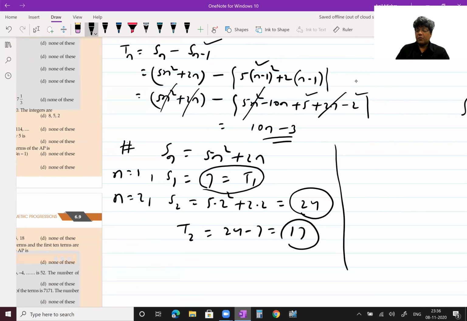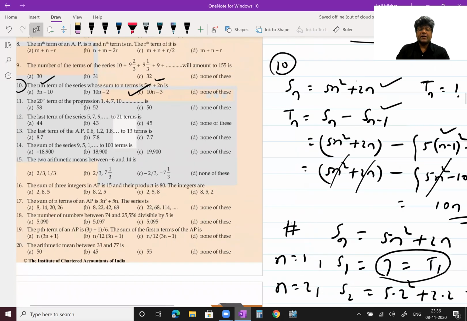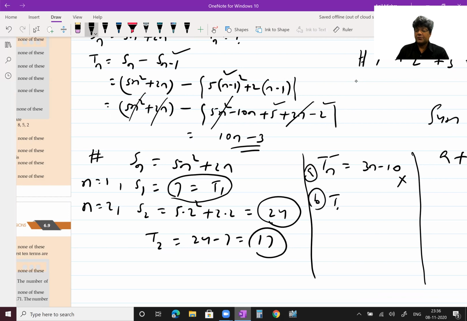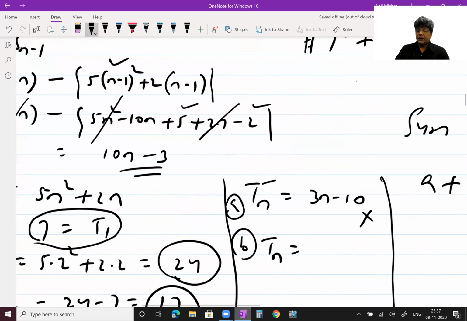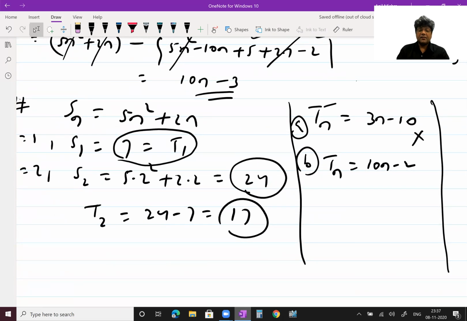And in the options, they have supplied Tn because the question is asking to calculate Tn. What is the first option? 3n minus 10. If I put here 1, it is giving me minus 7. But I need 7. So certainly this is not the answer. Option B, Tn is given: 10n minus 2. If I put here n is equal to 1, according to this, I will get T1 is equal to 8. But here we know it is 7. So this is also not the answer.